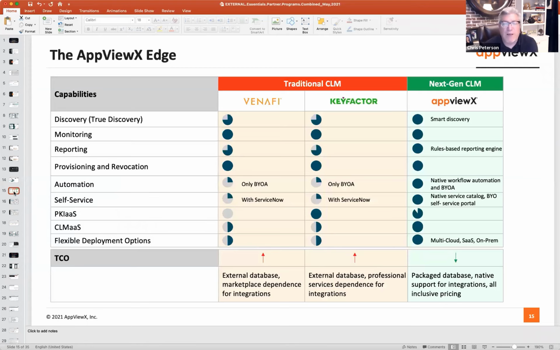Just a tad bit about our competitors. This is a quick slide that shows we do compete with Venafi and Keyfactor, and I always mention this most complete solution. We do it all, from Smart Discovery to monitoring, reporting, automation, PKI as a service, also certificate lifecycle management as a service, and give you many deployment options wherever your customer wants to deploy the product.